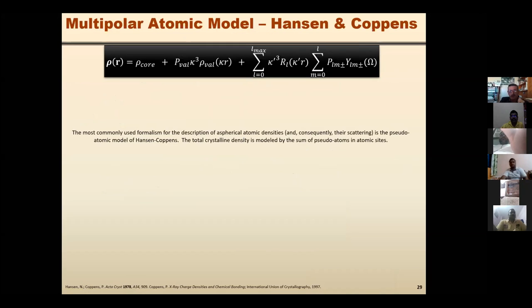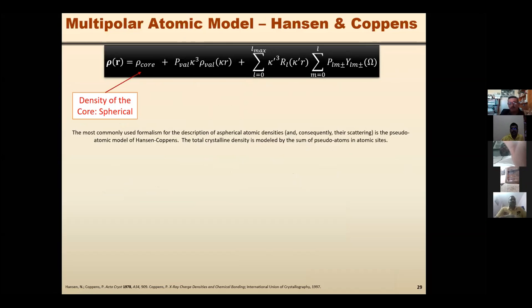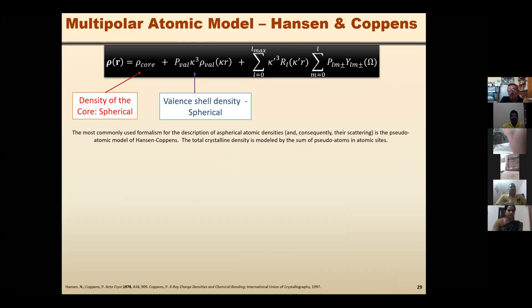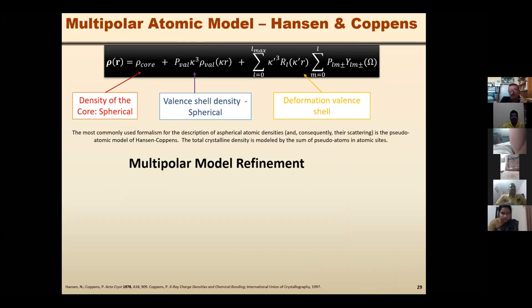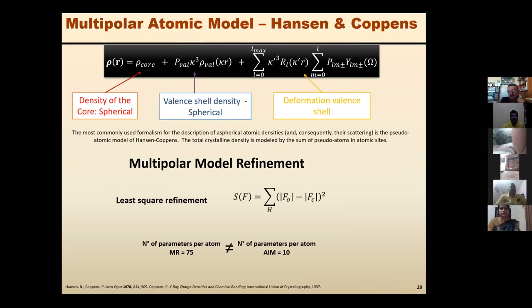In the case of experimental charge density analysis, they use what is called the multipolar model, in which the density of the atoms is divided into the density of the core, the spherical density of the valence shell, and the deformation density, which uses some parameters to study how this valence shell is deformed for each one of the atoms.